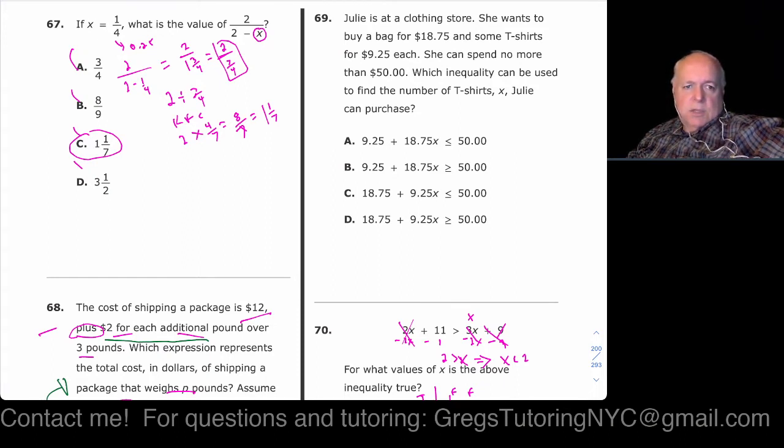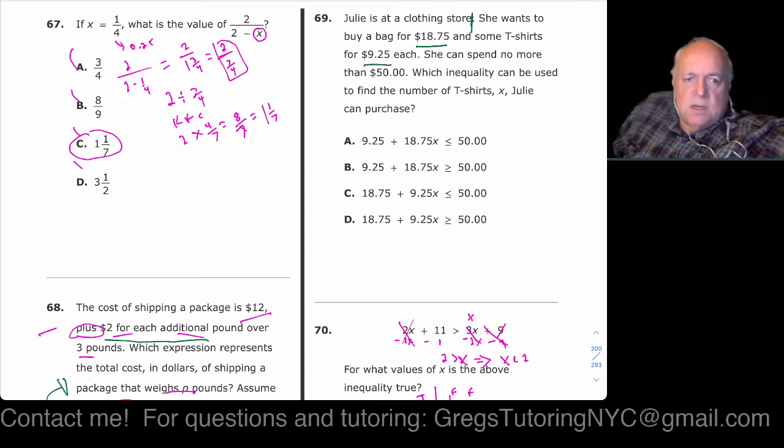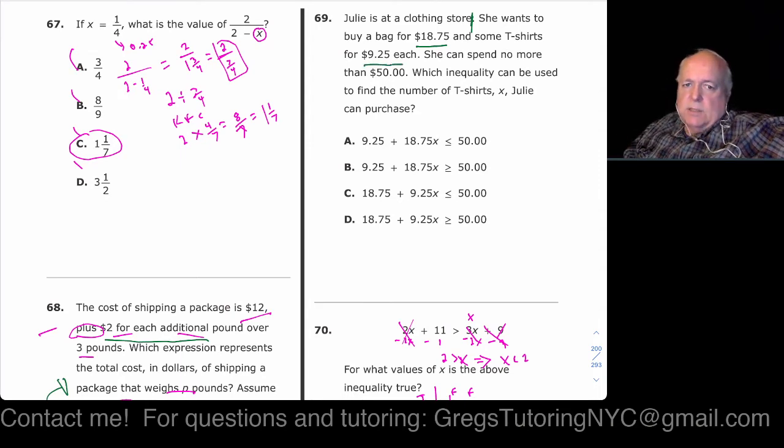In any event, Julie is at a clothing store. She wants to buy a bag for $18.75 and some t-shirts for $9.25 each. We don't know how many t-shirts, so this is basically a question mark. Or we could say she's going to buy x t-shirts. Now, I noticed some of the answers have x's in there.